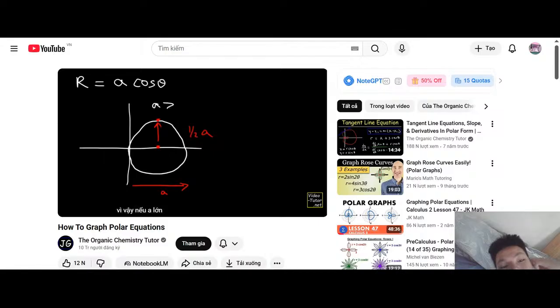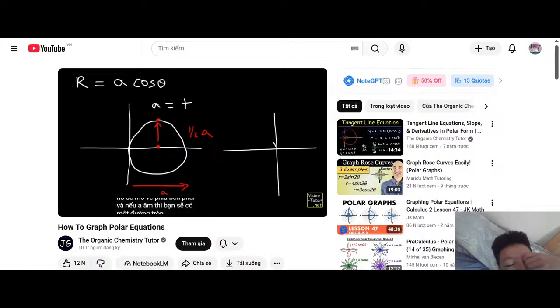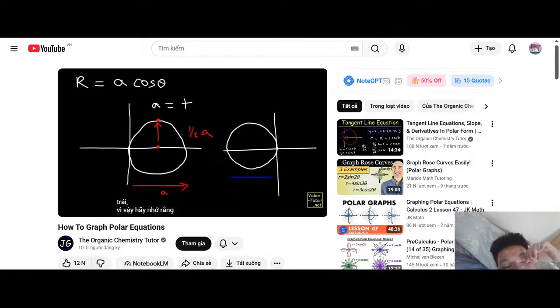So if A is greater than 0, if A is positive, it's going to open towards the right. And if A is negative, you're going to get a circle. Let me draw a good looking circle this time. You're going to get a circle that is directed on the left. So keep in mind, this is going to be A, and this is half of A.